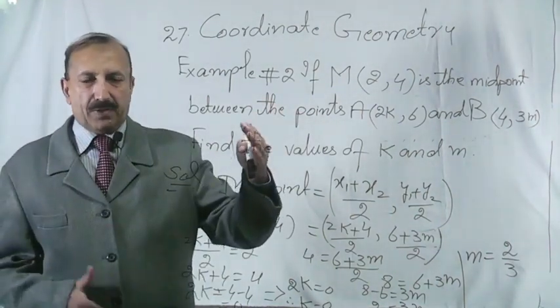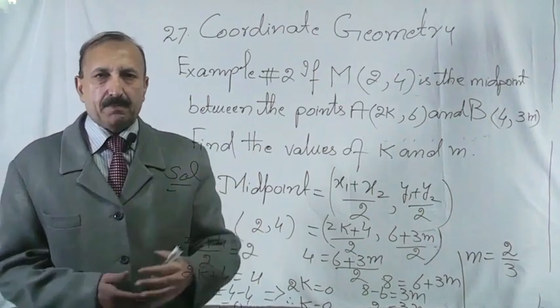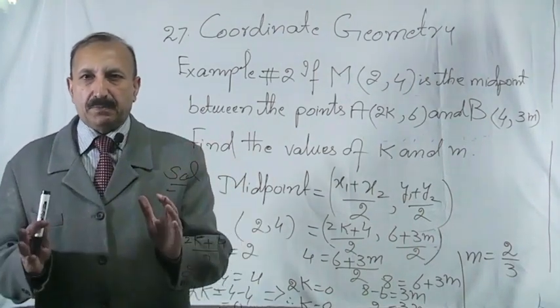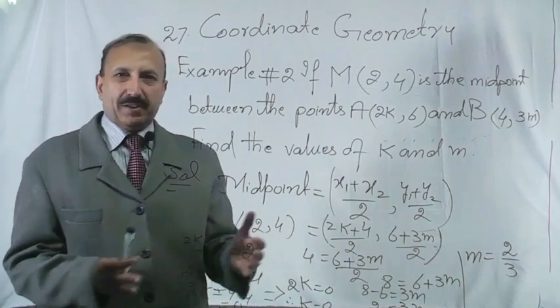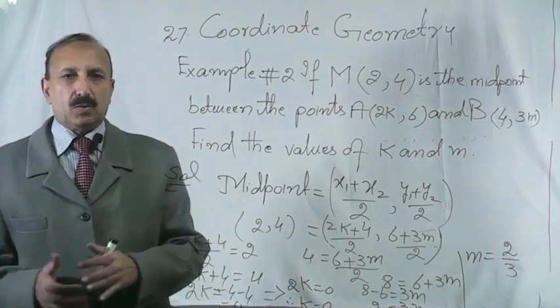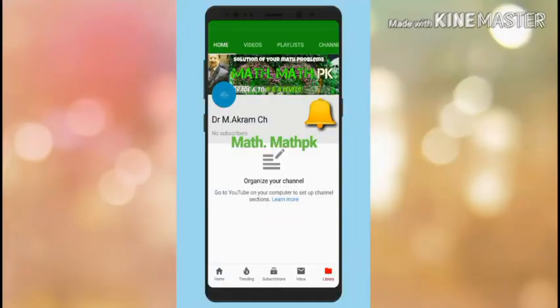We covered the distance of a line segment between 2 points, and after that the midpoint: how to find the value of the midpoint when points are given, and how to find the values of unknowns when the midpoint is given.